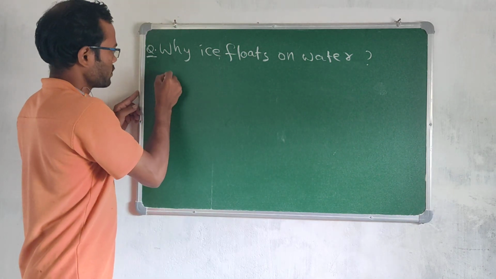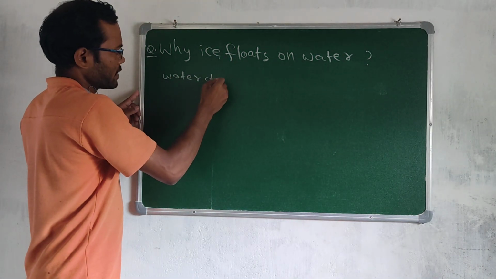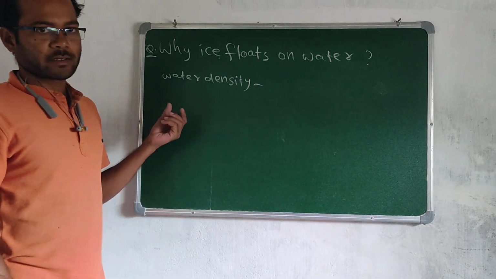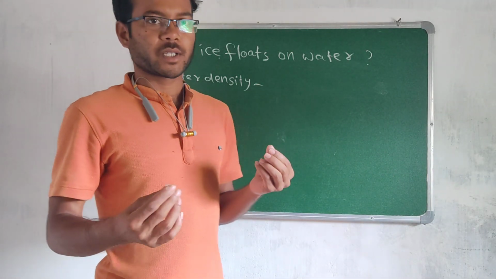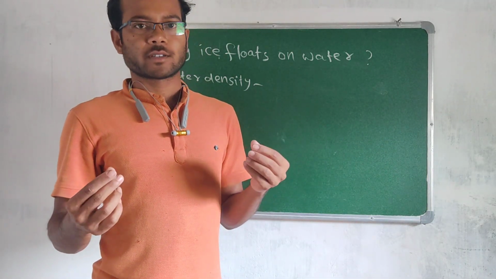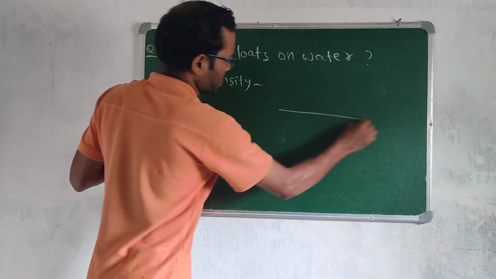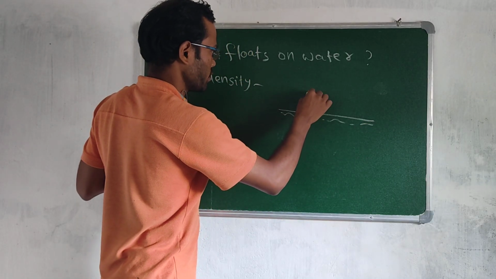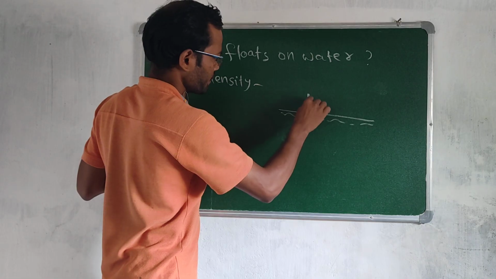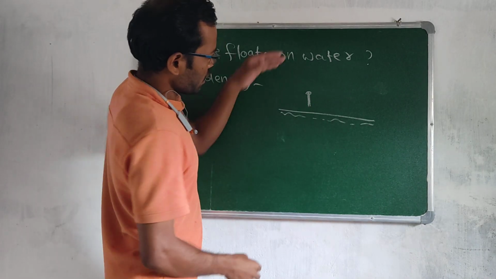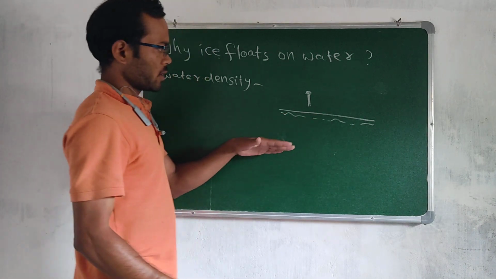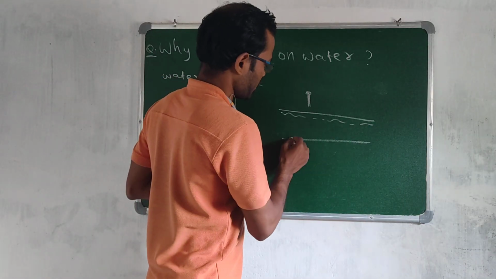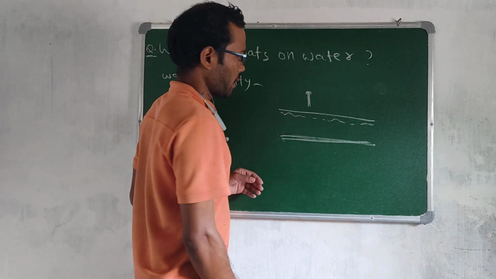So what is water density? We have to first know about the water density. When does something float on water and when does something sink in water? Suppose this is the water level. If we put a needle in the water, it will sink, it will go deep into the bottom. Suppose this is the bottom level.